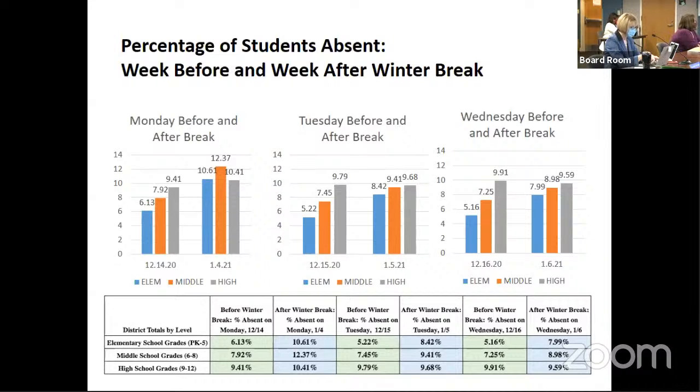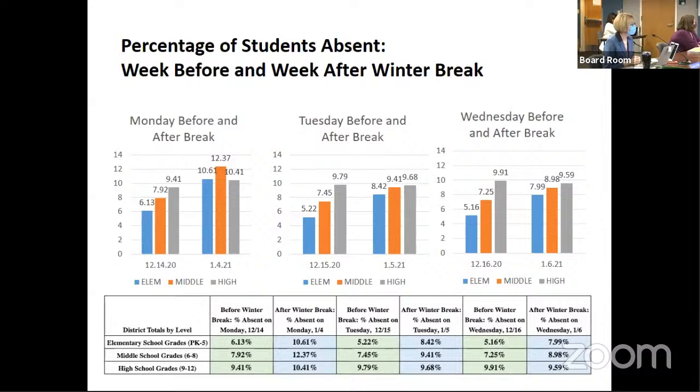At the elementary level, there was a difference of not quite 3%. At the middle school level, there was a difference of maybe 2.5%. And at the high school level, the attendance rate was actually a little better last Wednesday than it was the Wednesday before winter break. So it looks as though the attendance rates are leveling off as well, although we realize there are some parents who would really like to keep their students home for a little while longer.